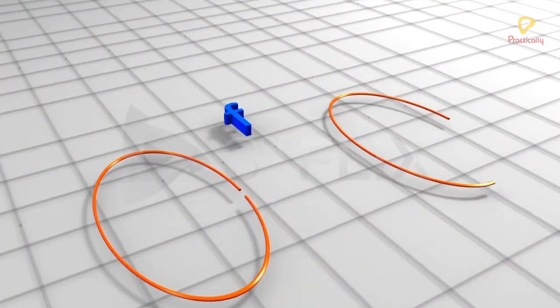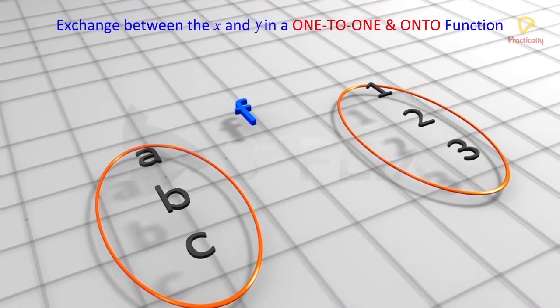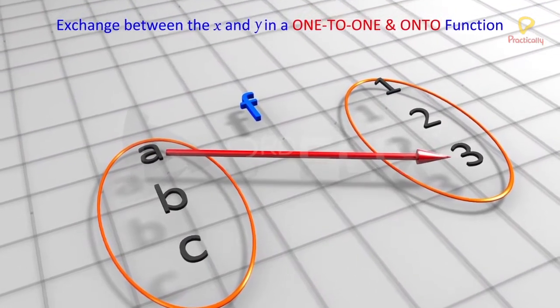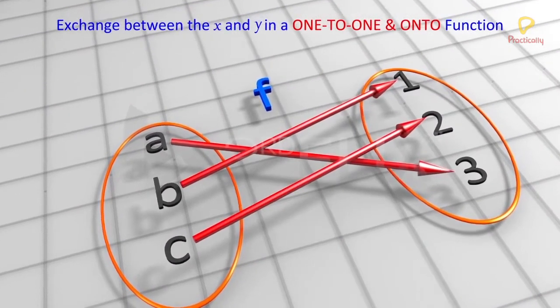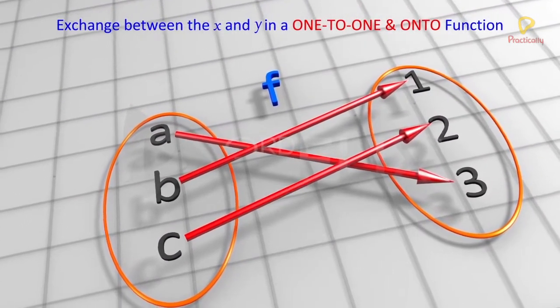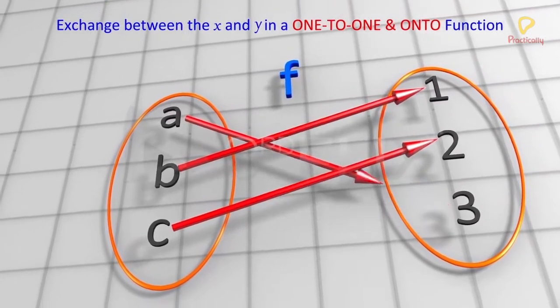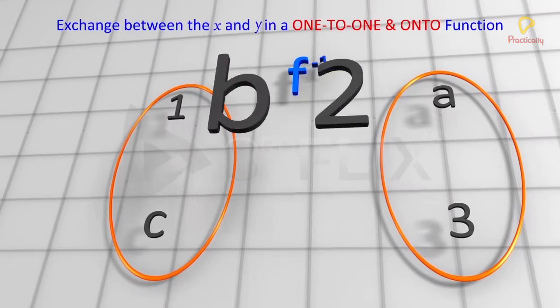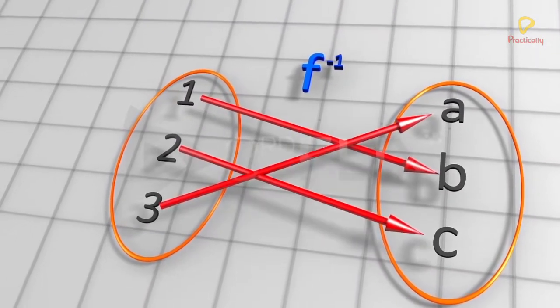Let us define inverse trigonometric functions. To begin with, one must understand that an inverse function is simply an exchange between the x and y in a one-to-one function. One-to-one simply means that every element of the range of the function corresponds with exactly one element of the domain.